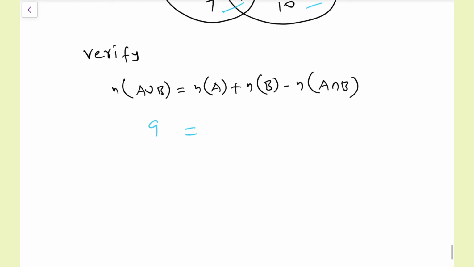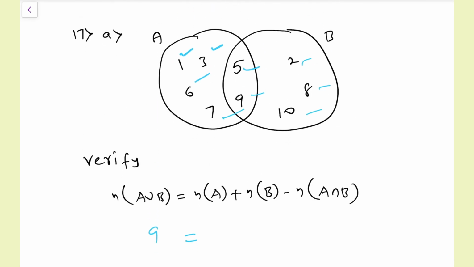That equals n of a, only set a. How many are there? Count it. Now this total circle is set a, right? So how many are there in total? This is 1 2 3 4 5 6. So n of a is 6 plus n of b. Now in set b, how many elements do we have? Let us check. 1 2 3 4 5 elements are there in set b, minus n of a intersection b. It means how many elements are common in both, that is 5 and 9. So 2 elements are common.